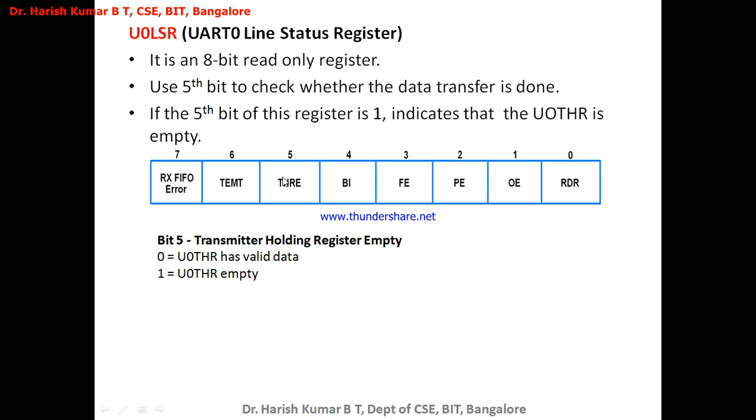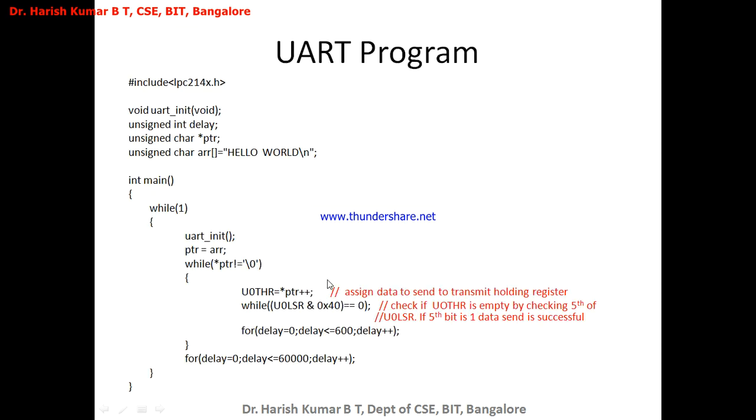Now if the 5th bit is 0, it means that U0THR, the transmit holding register I told you about in the previous slide, has valid data. That means it has not yet transmitted. If this particular bit is 1, U0THR is empty. That means it has already transmitted the content to the other device. By examining this 5th bit of the line status register, you can tell whether the data transfer is complete or not. If this bit is 1, the data transfer is already complete. If it is 0, the data transfer is not yet complete.